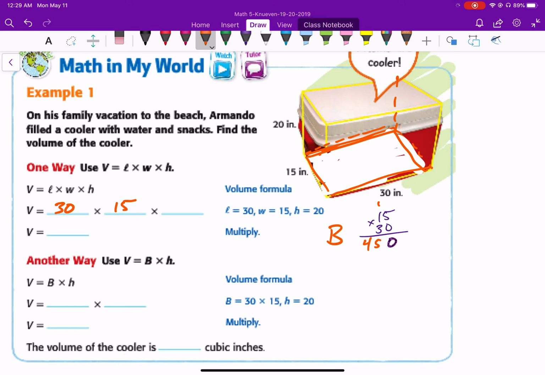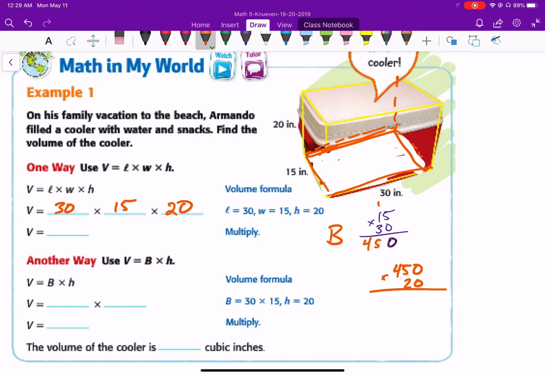Now, since I'm going to do this the other way, I have the height, so 30 times 15 times 20. I still need to multiply them just one at a time. You can't layer your multiplication. So I'm going to take 450 times 20.